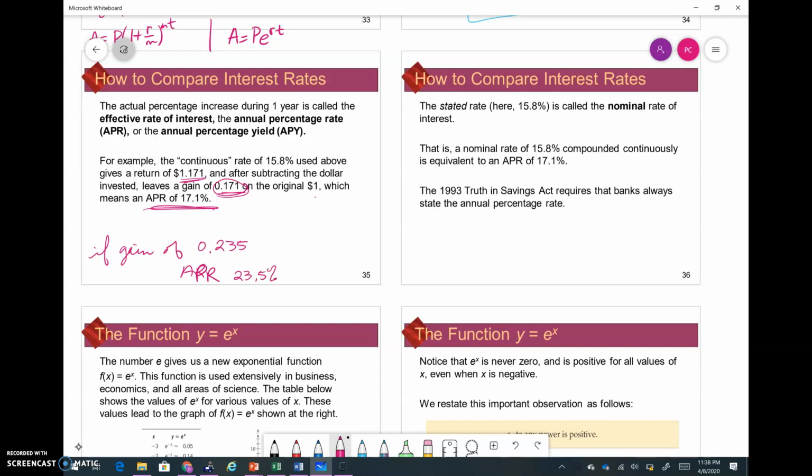The stated rate here, the 15.8%, is what we call the nominal rate of interest. So for this problem, the nominal rate of 15.8% compounded continuously is equivalent to an APR of 17.1%. And the 1993 Truth in Savings Act requires that banks always state that annual percentage rate in all of their stuff.